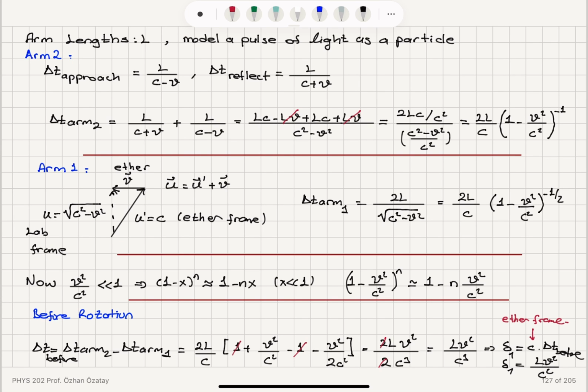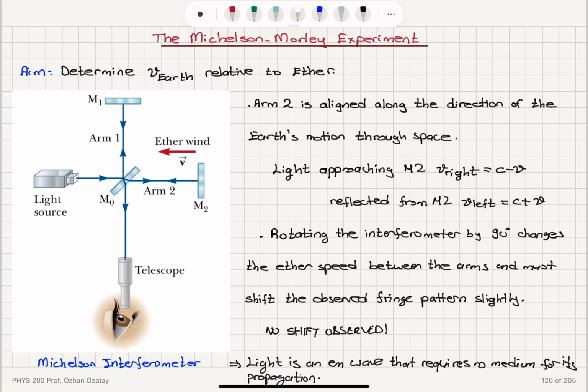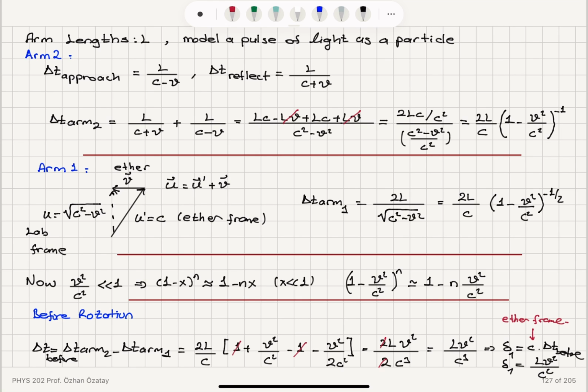So we calculate the total time of travel for the light pulse, going to mirror M1, reflecting and coming back to M0, and going to mirror M2, reflecting and coming back to the M0 beam splitter. We do this calculation for arm 1 and arm 2, and the time, according to Galilean relativity, is absolute. So in the ether reference frame, it should take the same amount of time. We can calculate the difference between the total time of travel of the two pulses to be Lv squared over c cubed, because the speed of light c is the same in the ether reference frame.